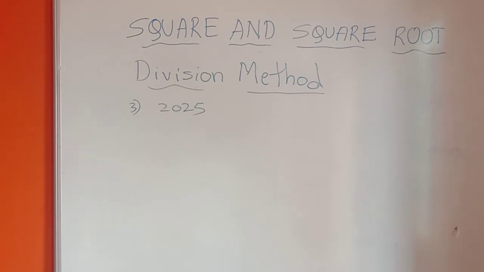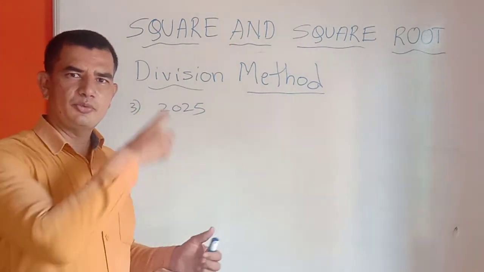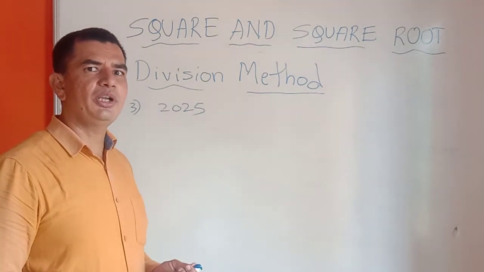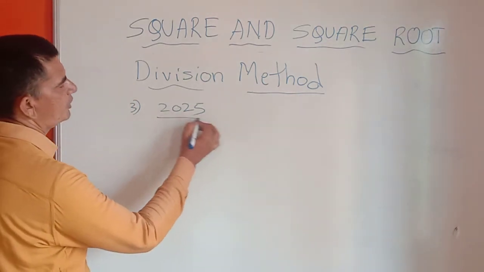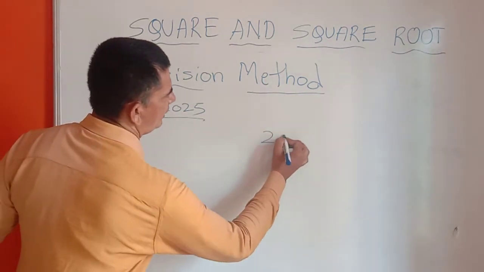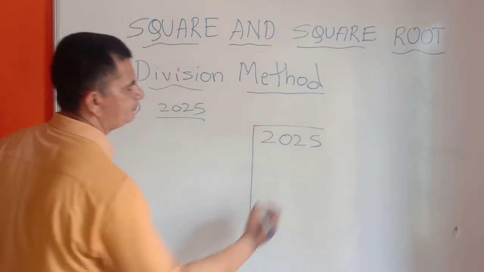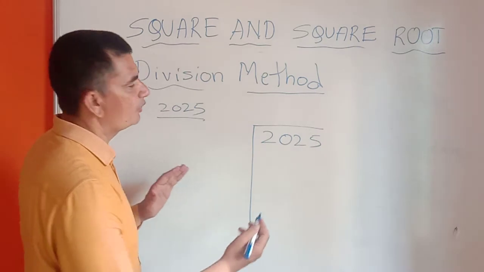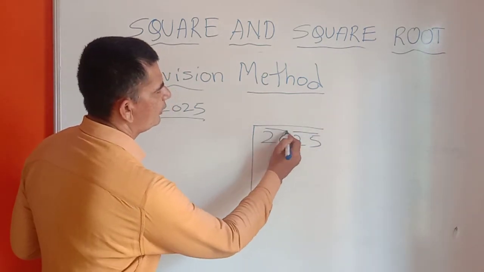So students, let's take one more example. I have taken a 4-digit number. If you use the factorization method, it is very long. So I have told you how to do the division method. They have given here 2025. We have to write 2025 and we have to divide. And from the right side we have to make groups of 2. This is one group and this is one group.